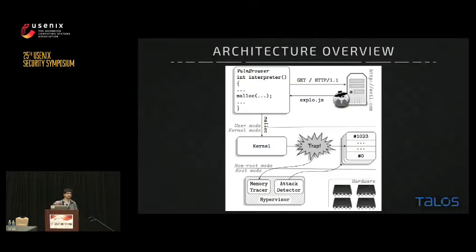Then when a given memory threshold is reached, the memory tracer component activates the second component, the attack detector, which is the component in charge of detecting possible spraying attempts. Now I will talk in detail about each component, first about the memory tracer and then about the attack detector.